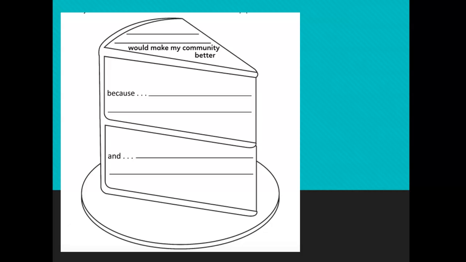Okay? So I thought that a playground would make my community better. So I filled in my graphic organizer, I think a playground. And then I came up with 2 reasons. Because kids need a place to play and they could meet friends. So filling out this graphic organizer is going to help me today to write my sloppy copy, which was week 6 writing activity.